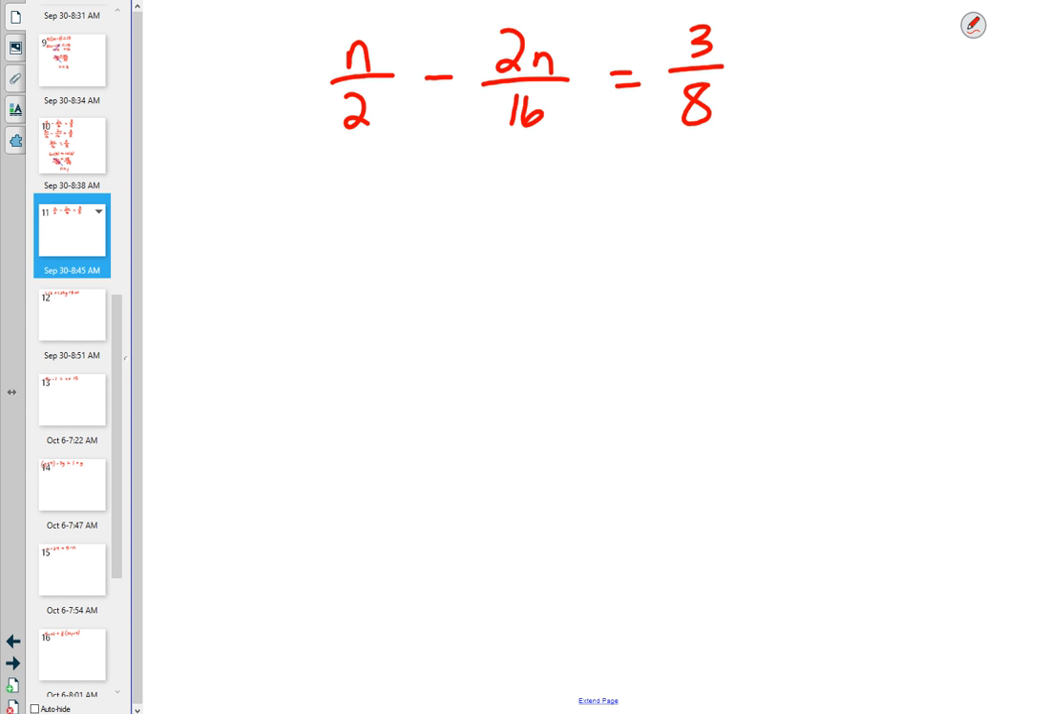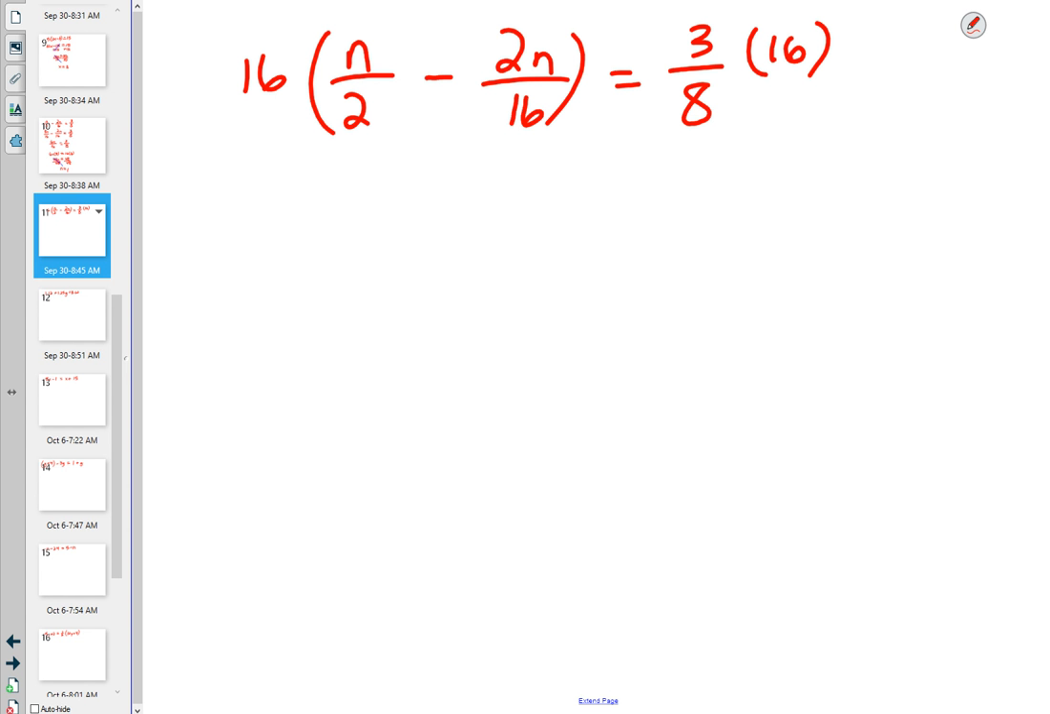What did we say the common denominator was? 16. So watch, here's another thing you could do. You could get the same 16 we had, but now multiply everything by 16. If you do that, what that guarantees you, assuming you do it correctly, is that there should be no more fractions on the next step. You simplify.